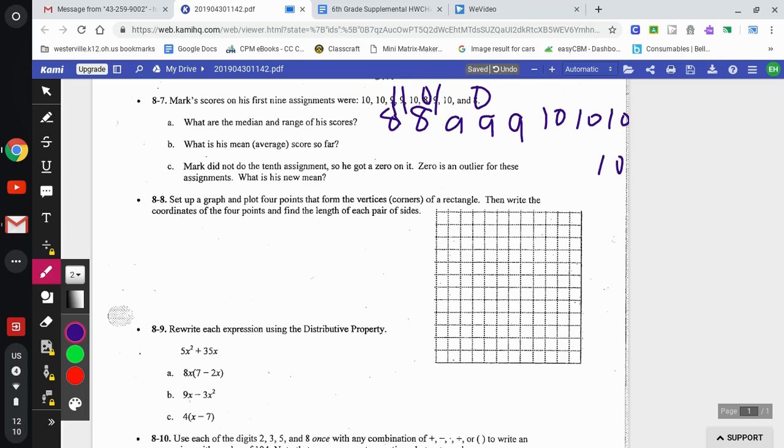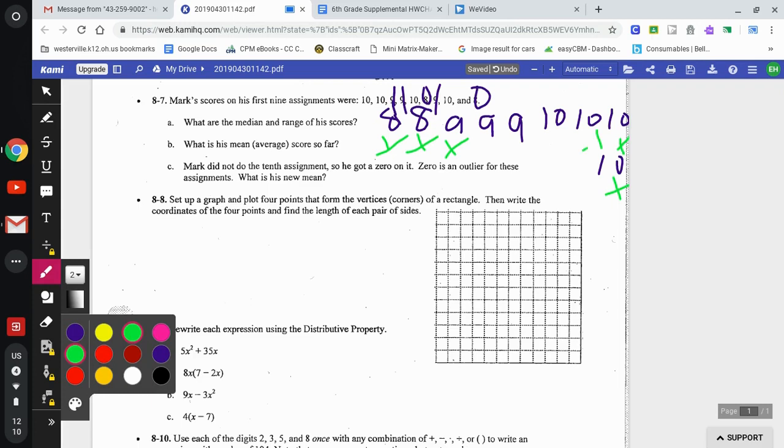So first we've got to find the middle of the 9 numbers. Usually I like to go one at a time. One here, one here, one here, one here, one here, one there. And it looks like the middle of that, 4 on each side, I believe. So your median is 9.